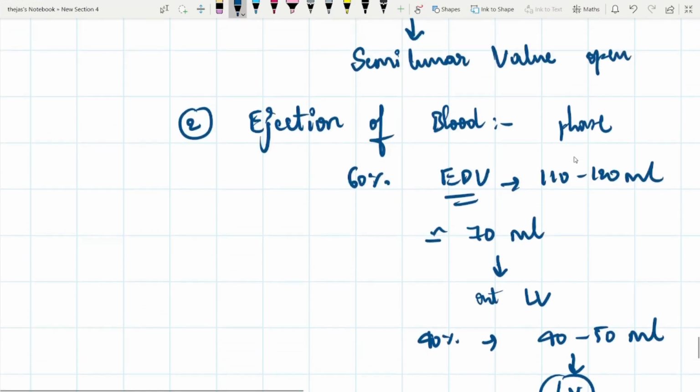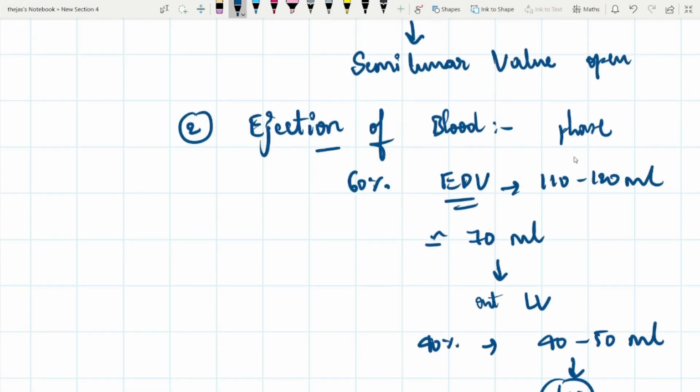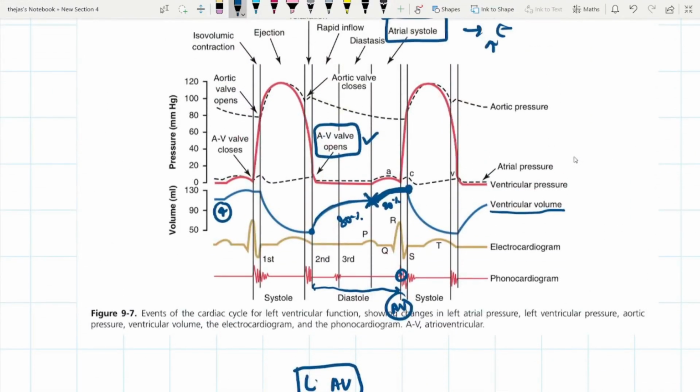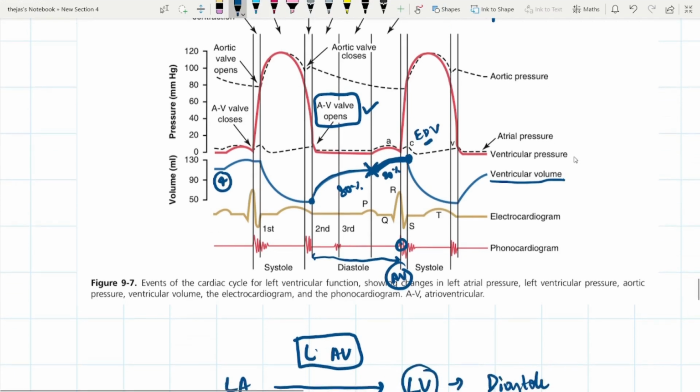See here, for the blood to eject out of left ventricle means there is left ventricular systole, right? See this diagram. Up till this, we reached end diastolic volume, and now semilunar valves open at this stage. And now what happens?